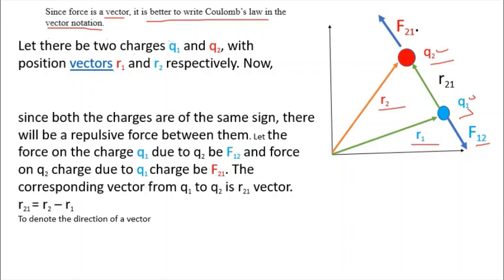F12. Similarly, force on Q2 due to charge Q1 is F21. The corresponding vector from Q1 to Q2 is R21. R21 can be represented as R21 is equal to R2 minus R1 to denote the direction of the vector.